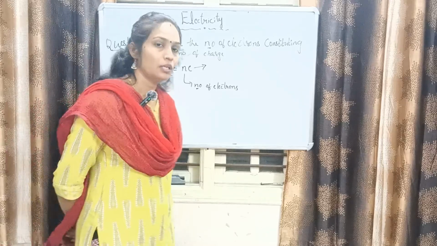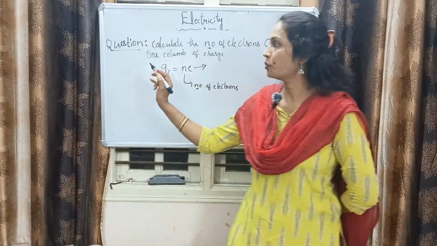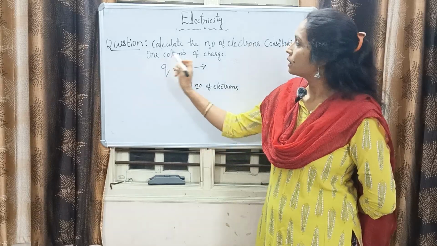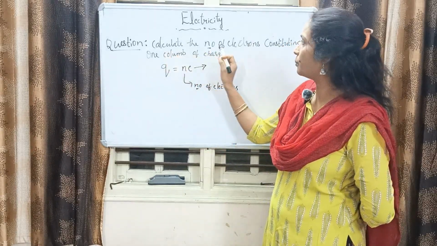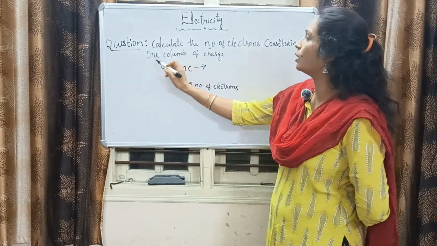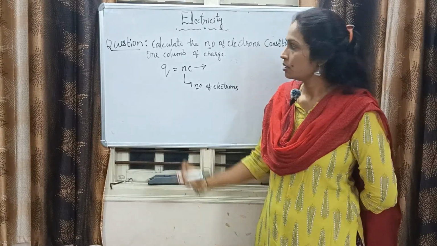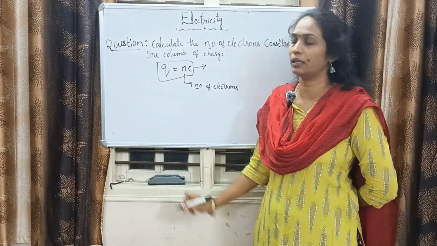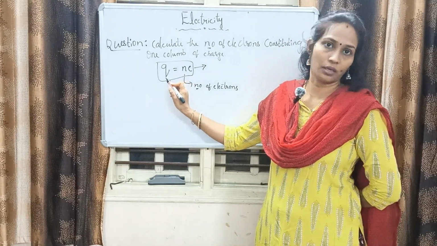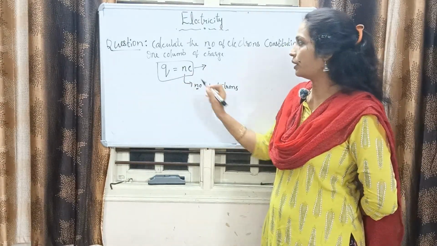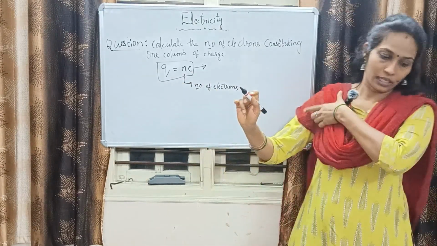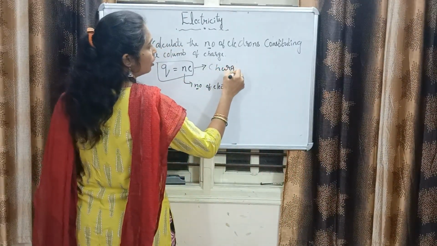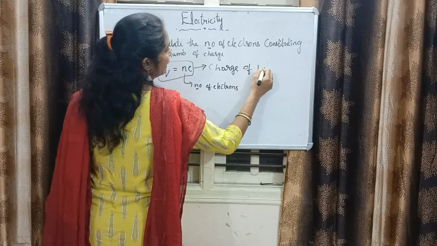So let's solve one problem which is important from an examination point of view. There is one problem, guys. Calculate the number of electrons constituting 1 coulomb of charge. So it is represented with the formula Q is equal to Ne. Q is nothing but the charge, N is the number of electrons, and this e is the charge of 1 electron.